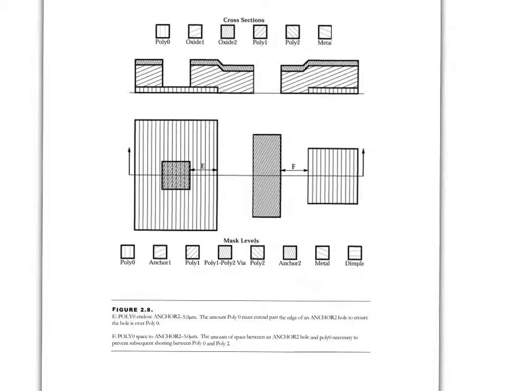So you got poly 0 encloses anchor 2. I'm reading that right. And then poly 0 space to anchor 2. So that's E and F. So there's a hole that can't be closer than F to, again, poly 0. And we had that hole before with anchor 1. Now with anchor 2, it's the same set of rules, except they say, well, I want 5 microns now instead of 4, because you're further away when you start drilling down.